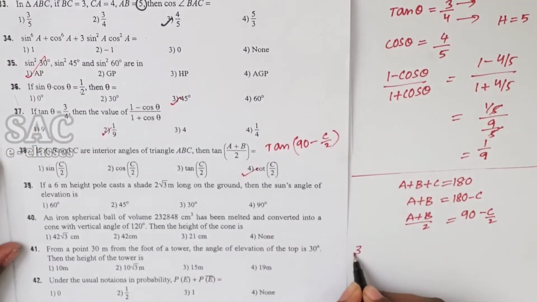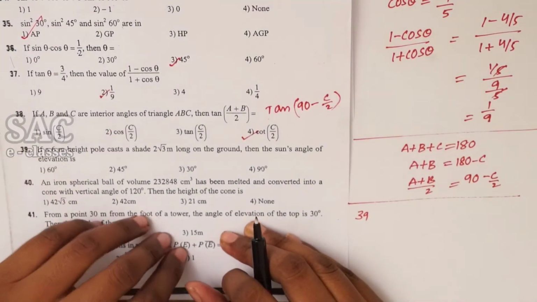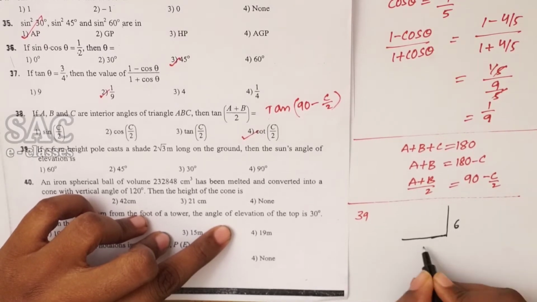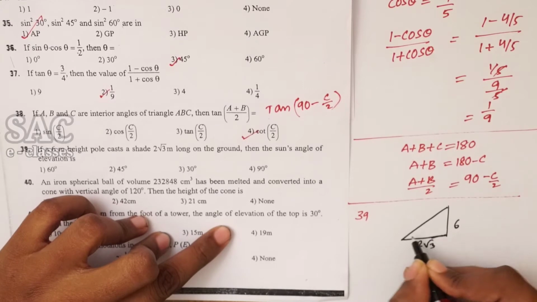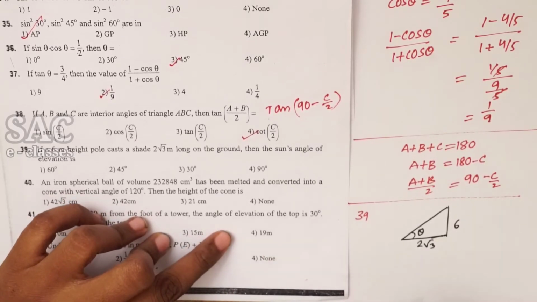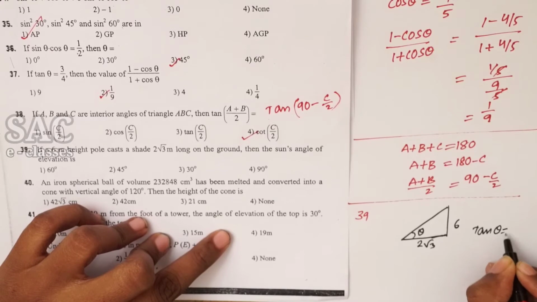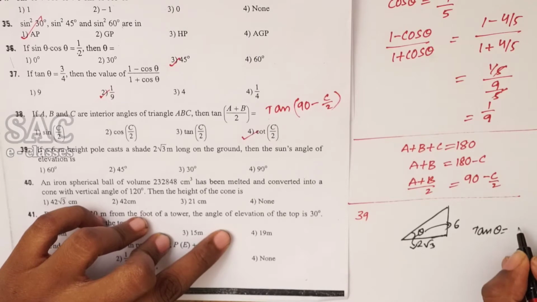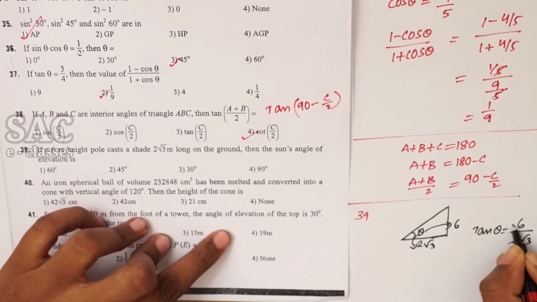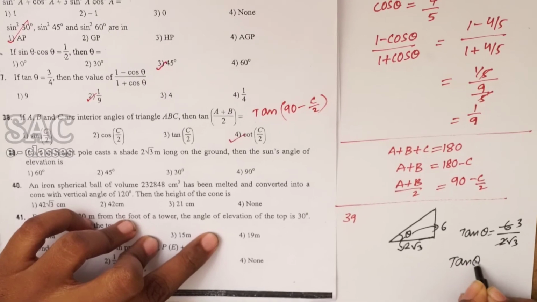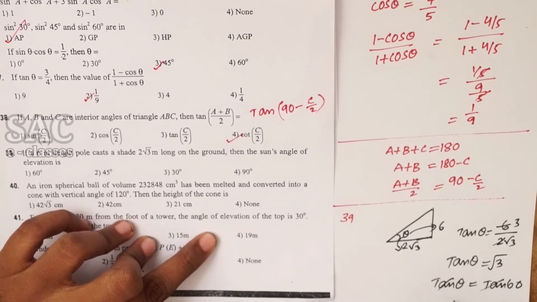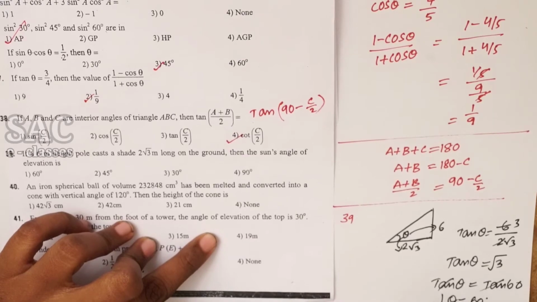Look at the problem number 39. A 6 meter height pole casts a shadow of 2 root 3. This is the pole height, it is its shadow. We don't know what is the angle that made it. Clearly tan theta is equal to, because for theta 6 is opposite, and 2 root 3 is adjacent. 6 by 2 root 3. Tan theta is equal to 3 by root 3, which means it's root 3. At what value is tan root 3? Tan theta equal to tan 60. Tan cancel, theta equal to 60.